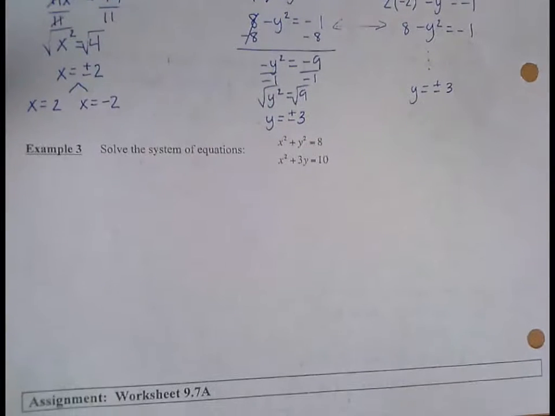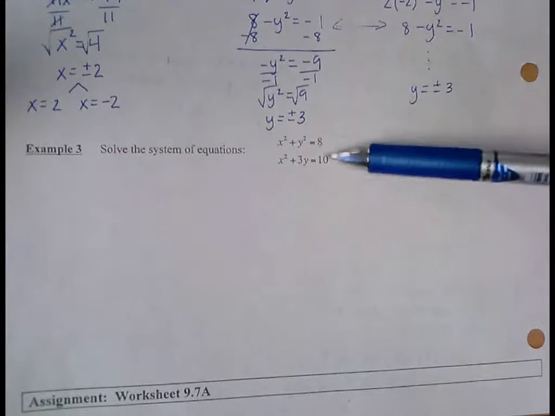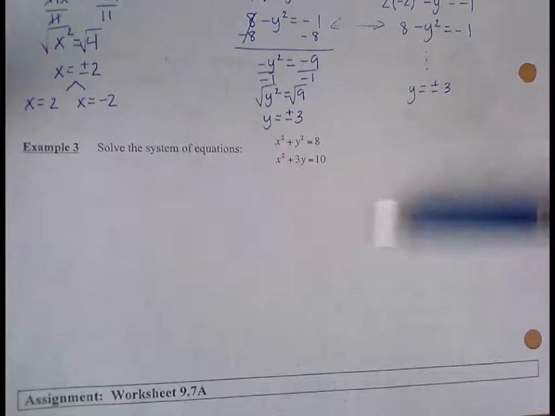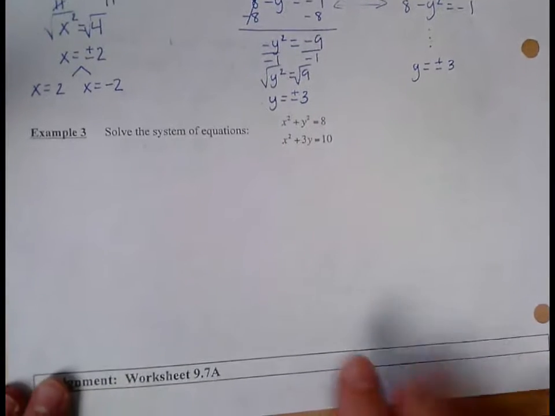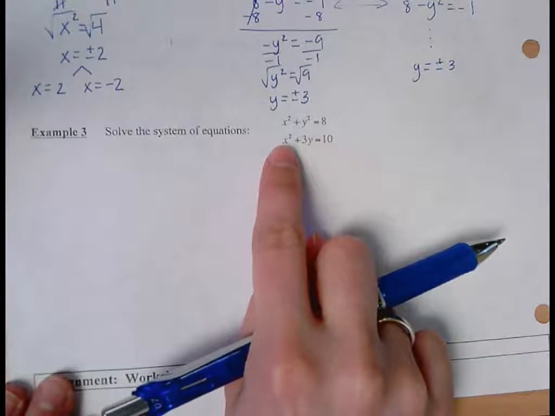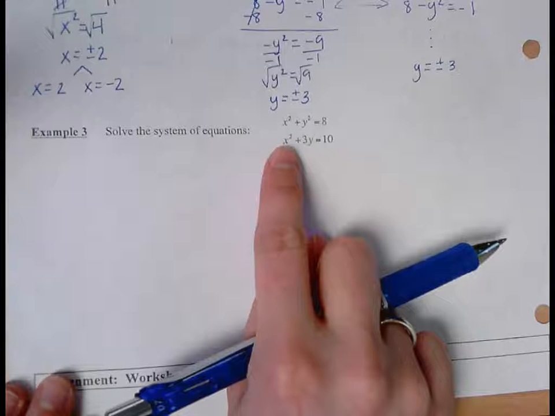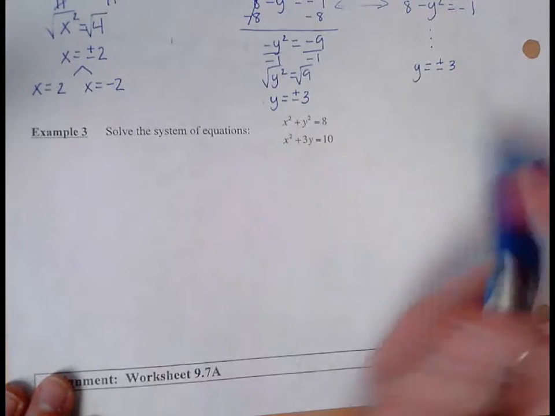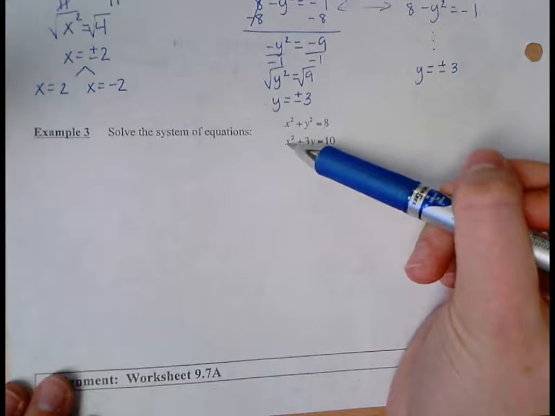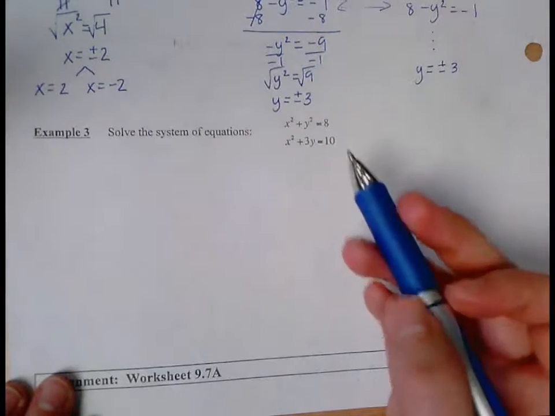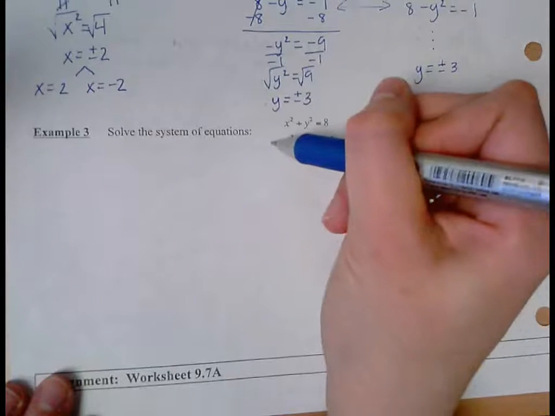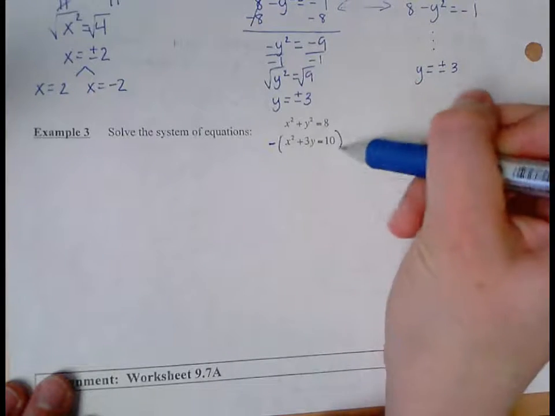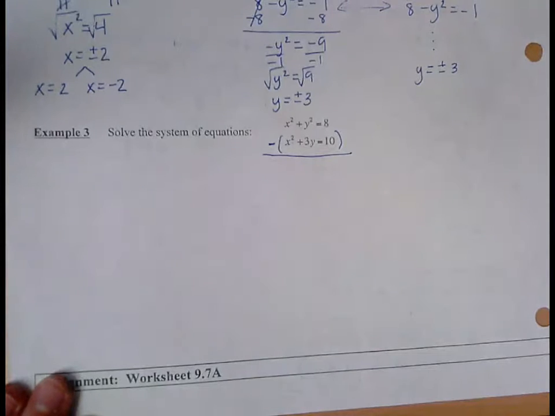Okay, so for example 3, notice again, because both equations are quadratic, I could start out using elimination. If I look at the x squareds, I already have 1x squared and 1x squared. So I could start out right away and say to cancel these out, I could just subtract the bottom equation to get them to cancel, because x squared minus x squared would cancel out.